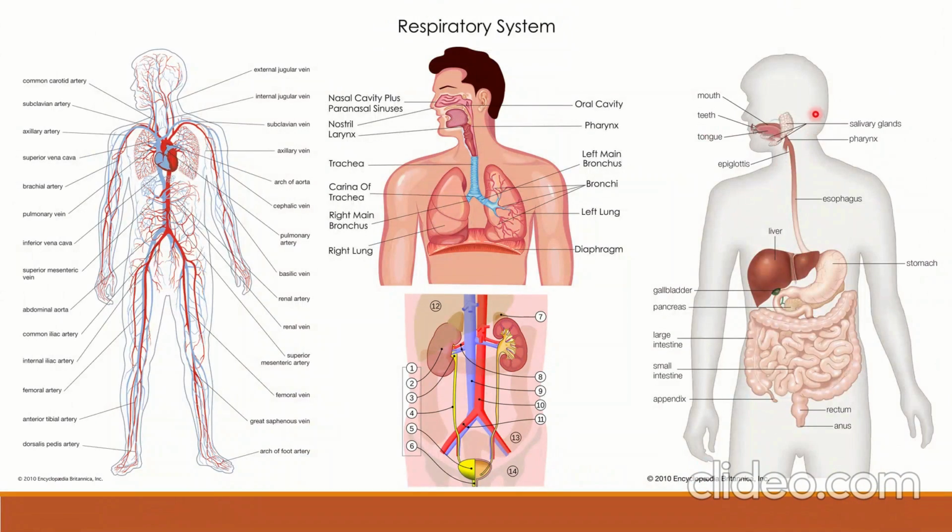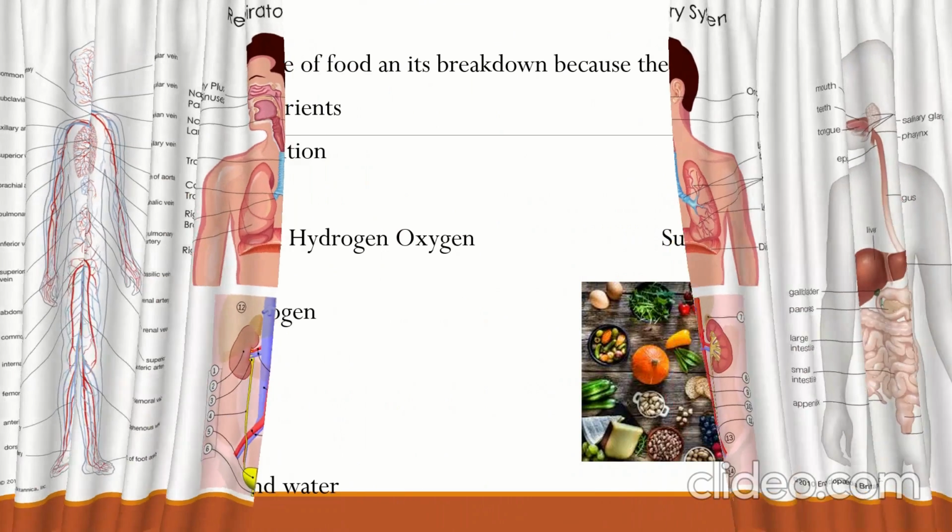So here you can see this is the digestive system where the nutrition life process takes place, and then this is the urinary system or the renal system. As you can see, this is a part of the excretion process, and then this is the respiratory system for respiration, and then this is the circulatory system for circulation.